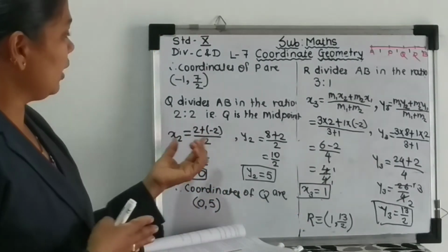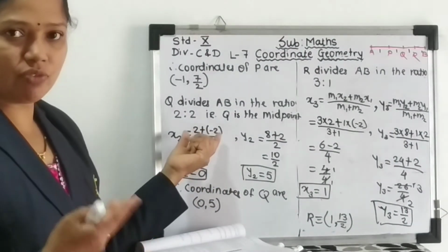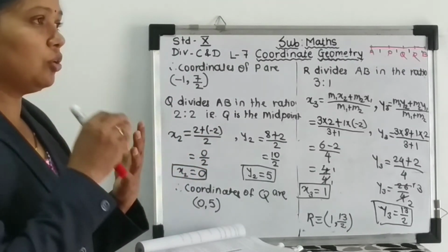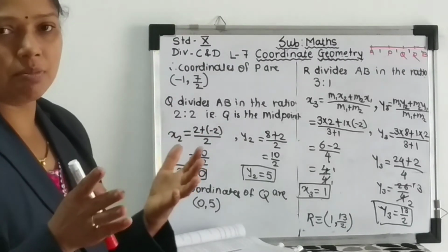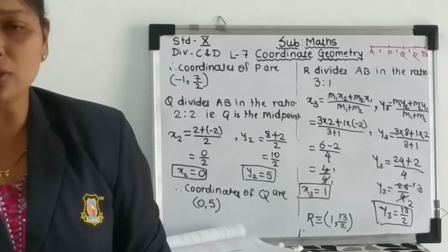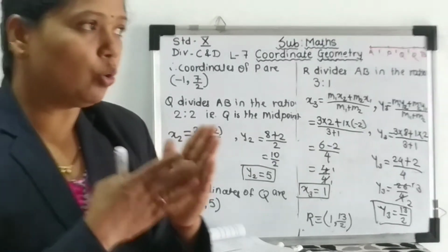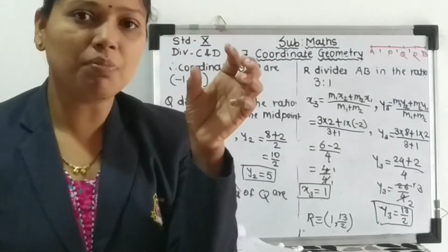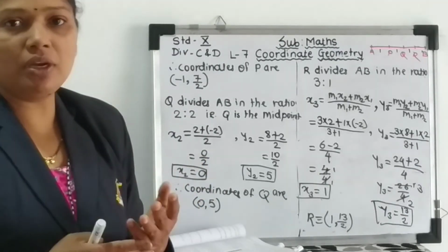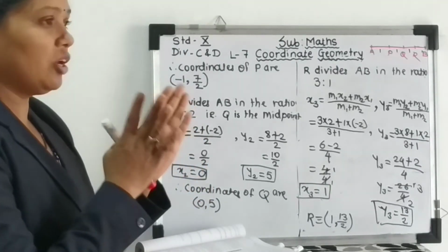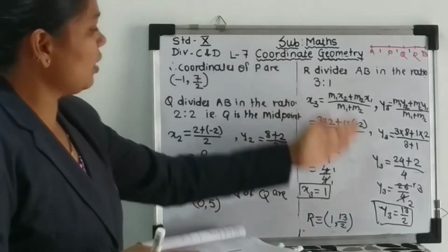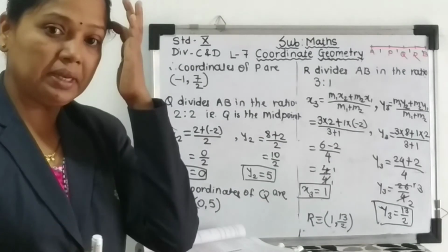Even if you are writing the section formula, accordingly, if it is in 2:2 parts, then we will write m1 is 2, m2 is 2. Then also you will get the correct answer. But don't increase the sum. Just simply try to find the solution from it, or use the actual requirement over there. So in this way we will solve question number 9.